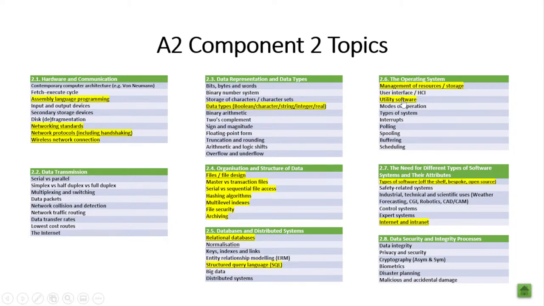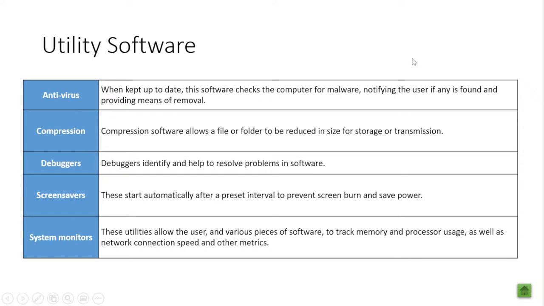So the next thing we need to look at is utility software. Might seem quite straightforward, but I'm going to ask you a question in a minute as well. So utility software, the standard five that we look at: antivirus, compression software, debuggers, screensavers, system monitors. The top three: antivirus, compression, debuggers. There are more in there that you can say as well. You can say things like disk defragmentation software, task managers, which are basically system monitors, and all that sort of stuff.